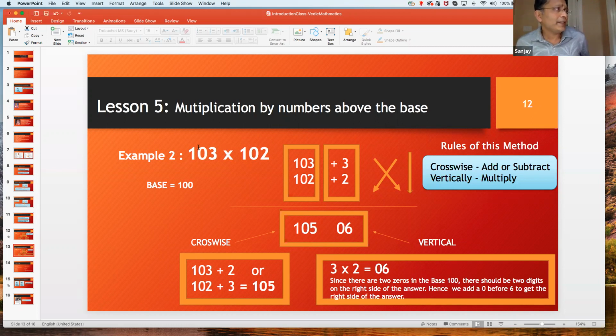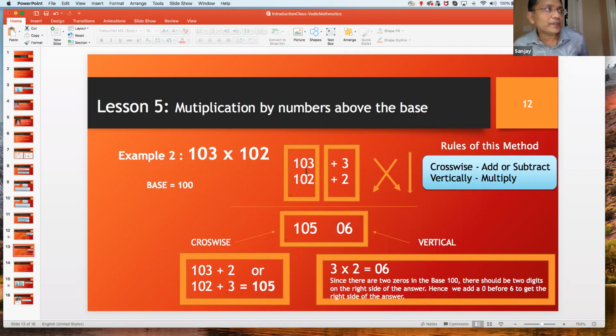So here, 103 times 102. Three digit by three digit, doesn't matter. It is simply 3 more than the base of 100, and 102 is 2 more than the base of 100. So 3 and 2, you write on the right side. And on the right side, 3 times 2 is 6. And because the base is 100, you have to write 06, not just 6, because it's 2 digits.